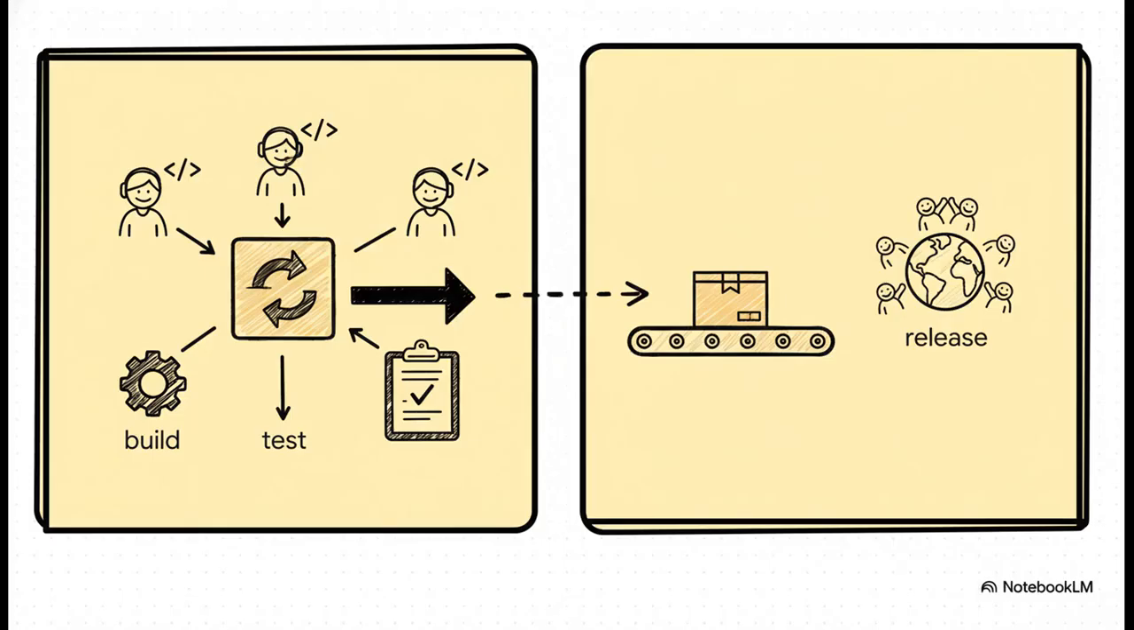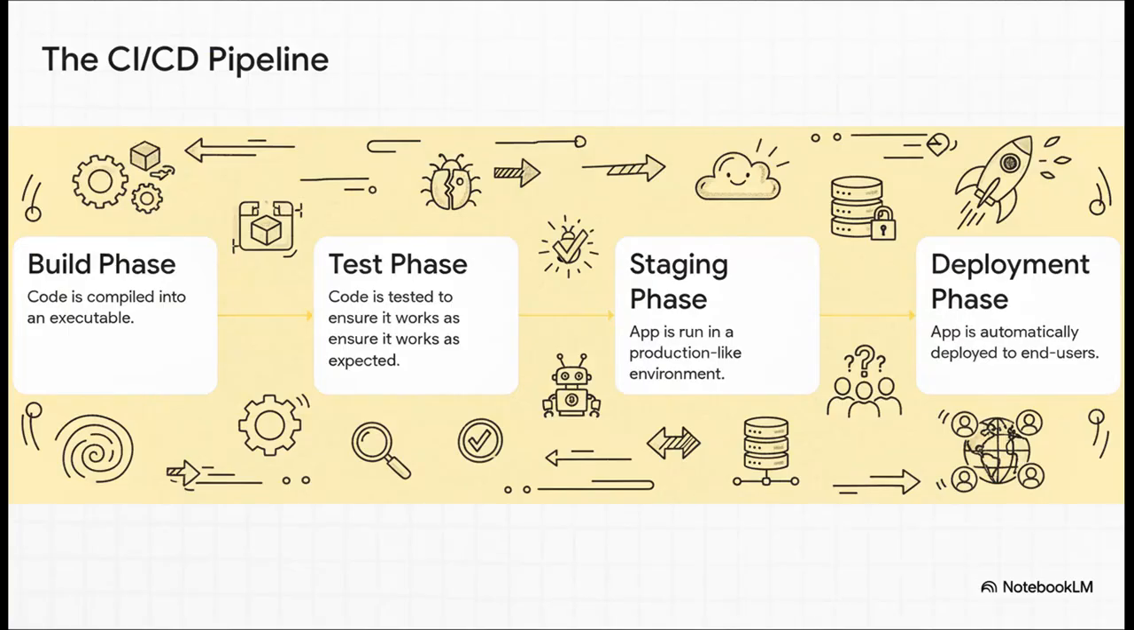And CI/CD really has two parts to it. The CI part, continuous integration, is all about developers merging their code into a main branch often. And every time they do, automated builds and tests kick off to make sure nothing broke. Then you've got CD, or continuous delivery. This part picks up right where CI leaves off, automatically getting every good, validated code change ready to be released to your users. This whole process can be thought of as a pipeline.